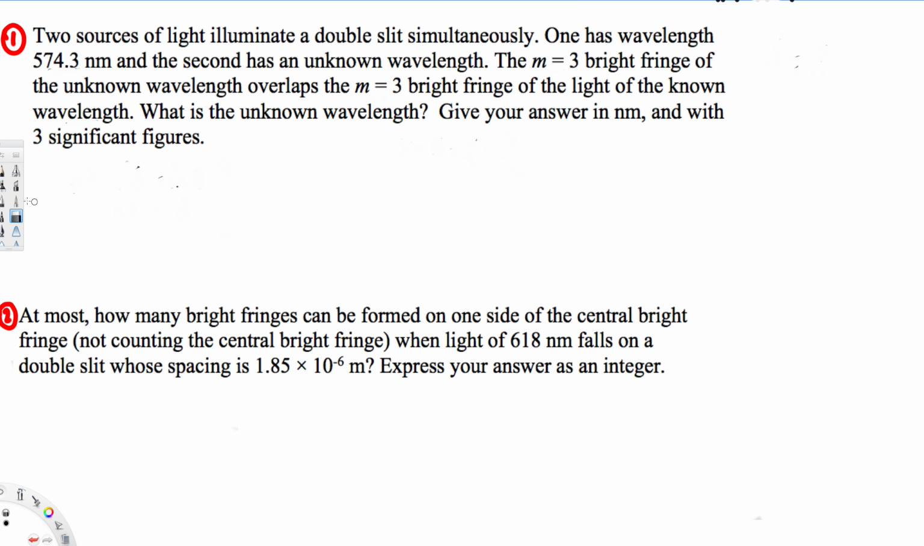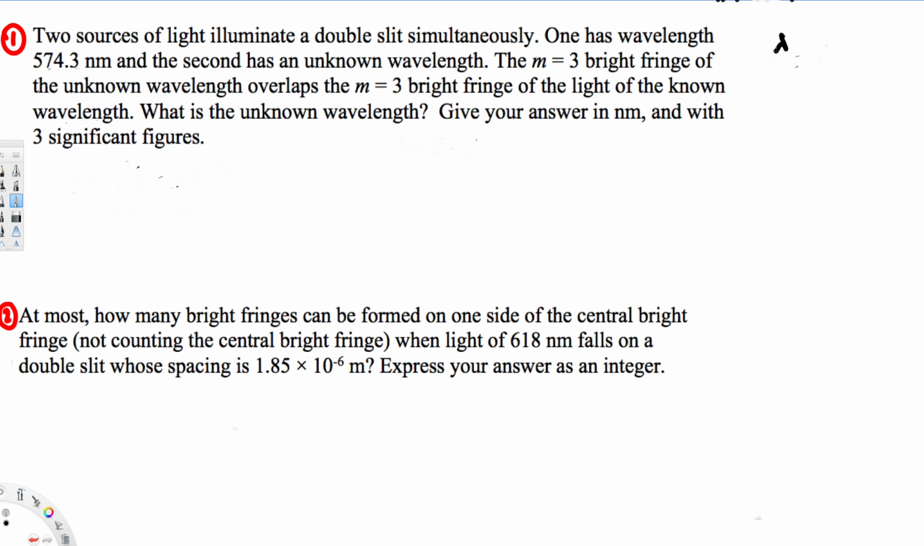Let's try this problem right here. This question is asking: two sources of light illuminate a double slit simultaneously. One has wavelength 574.3 nanometer and the second has an unknown wavelength. The m is equal to 3 bright fringe of the unknown wavelength overlaps the m is equal to 3 bright fringe of the light of the known wavelength. What is the unknown wavelength?